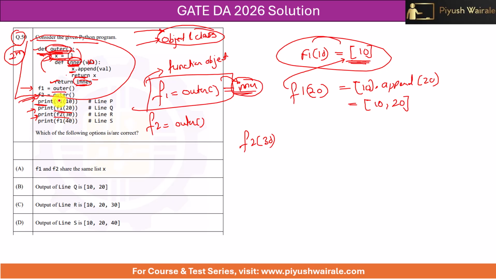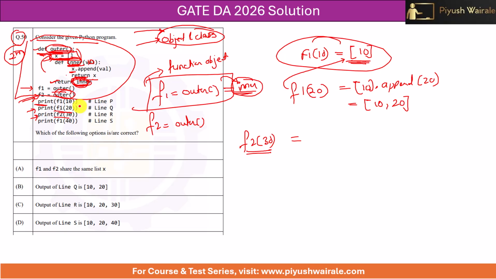Same thing, f2 is going to call the inner function now with the list empty, x equals an empty list. Remember, when we created f2, the outer function was called, and at that time x was empty. It returns the empty list, but what is it going to store? The inner function. Now see f2 30, again we have to call the inner function, 30, x dot append.